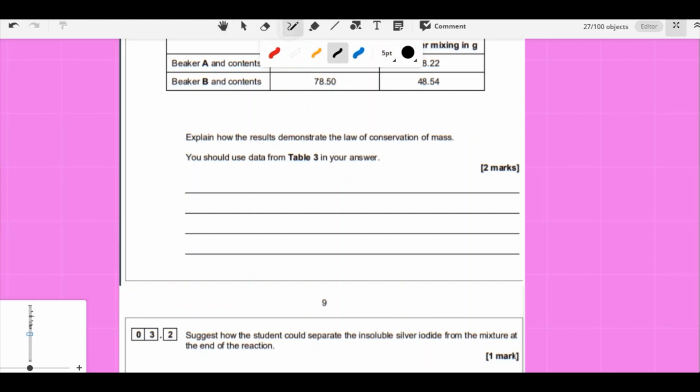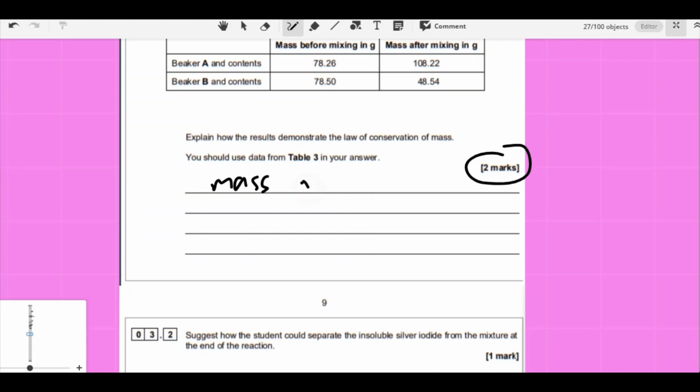As we know, because the question is 2 marks, first you can write that according to the law of conservation of mass, the mass of the reactants is equal to the mass of the products.